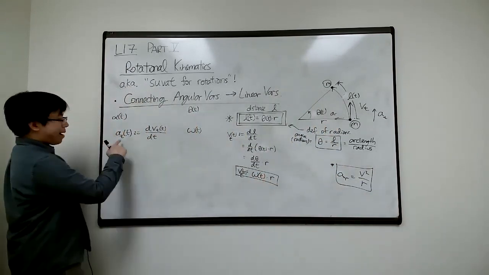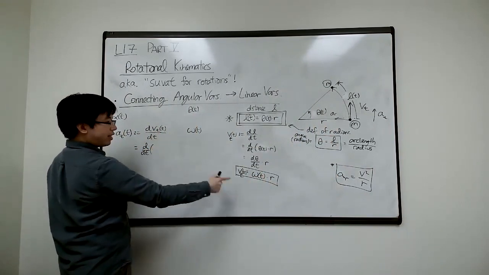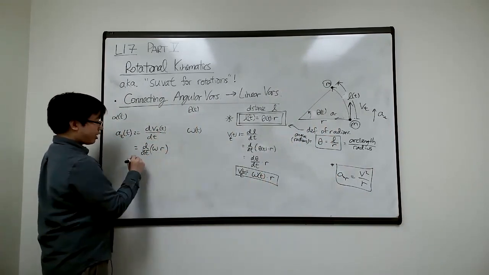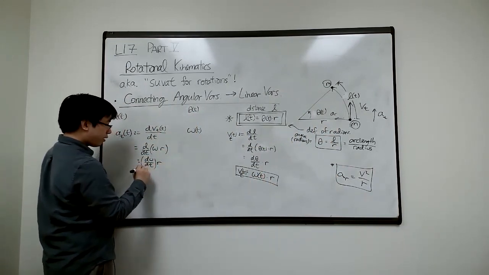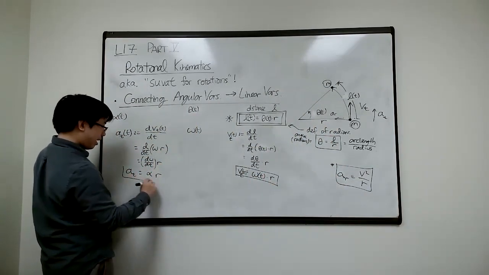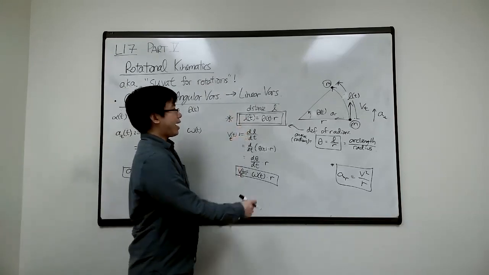Back to the tangent one, right? How would you do this? It's d/dt of v_t. What's v_t? Well, that's omega r. The r doesn't change. The omega is a function of time. So you have d omega/dt, right? So this is alpha. Okay, so a_t is alpha r, right?